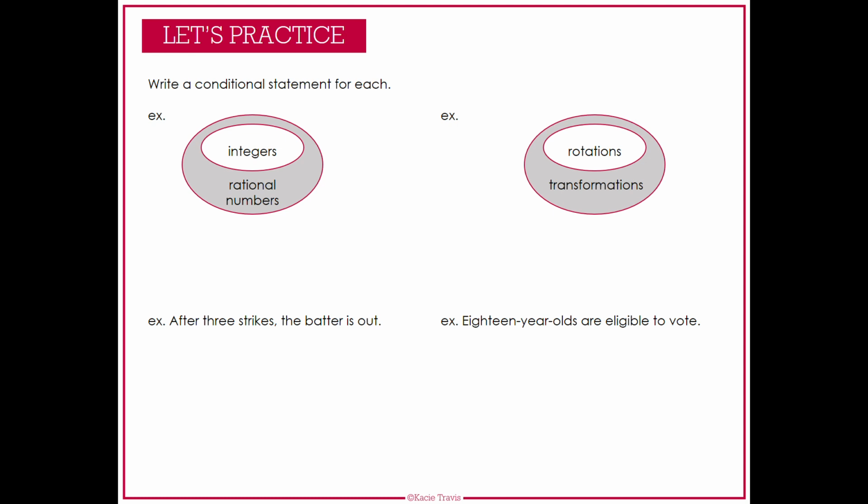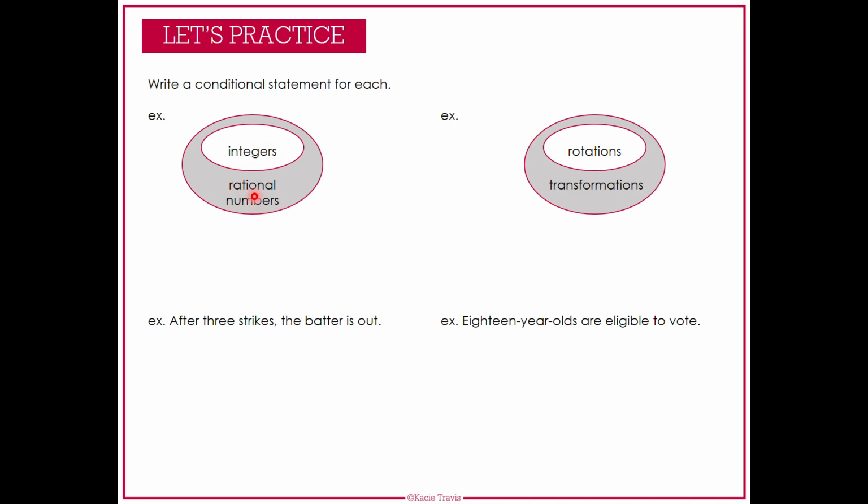All right, our first two here, we got these Venn diagrams, and we're trying to write these as conditional statements. So, just like last time, our outside oval, that is our then part. The inside oval, that was our if part. So, what are we talking about here? We're talking about integers. Those are negative and positive numbers. We got rational numbers. These are numbers you could turn into a fraction.